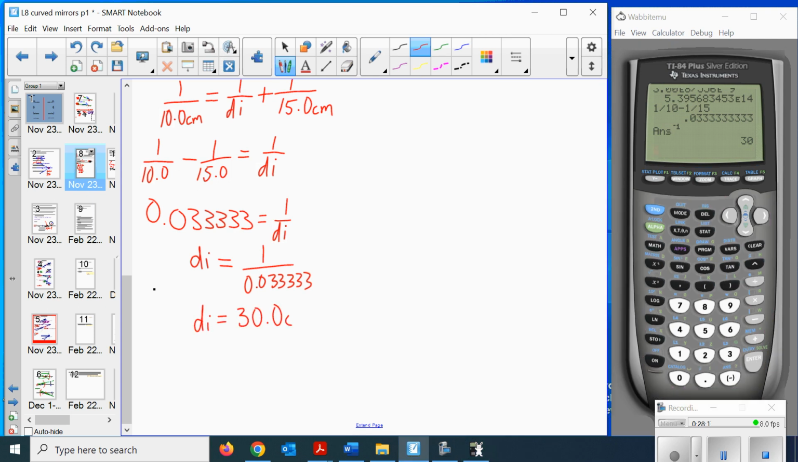30.0 centimeters. That's 30 on the nose. If you can't find the button, do 1 divided by it. Is that the x to the minus 1 or 1 over x? Either way.